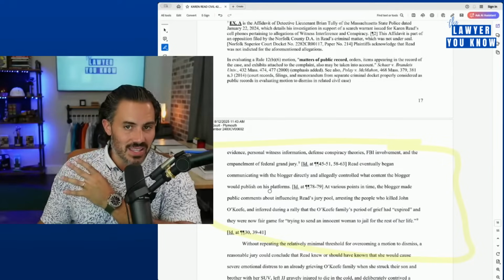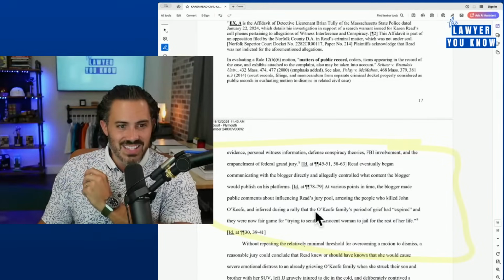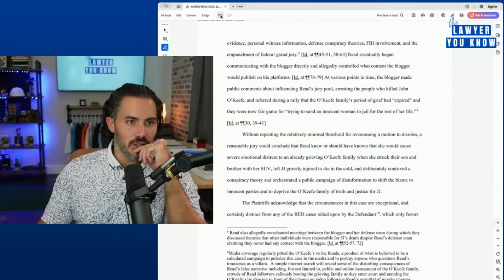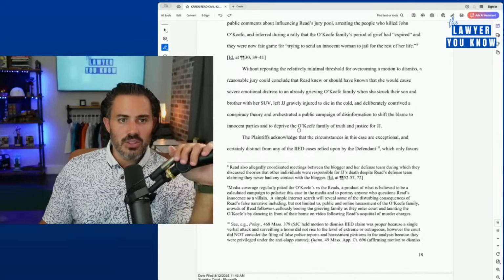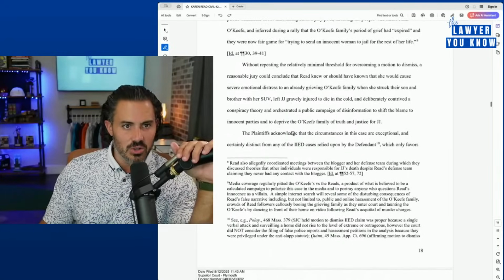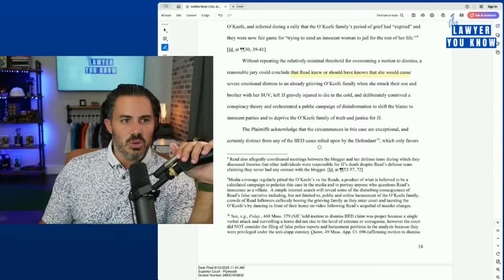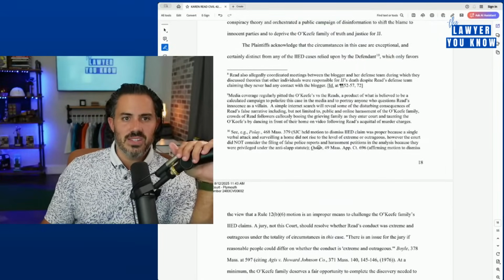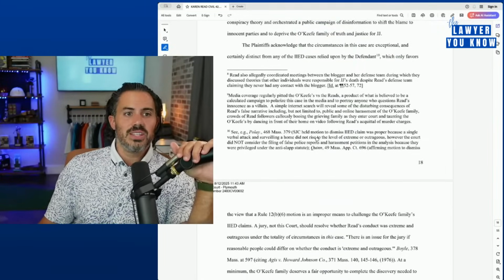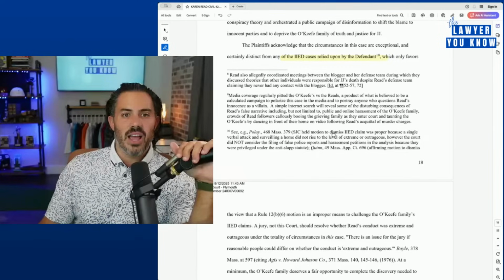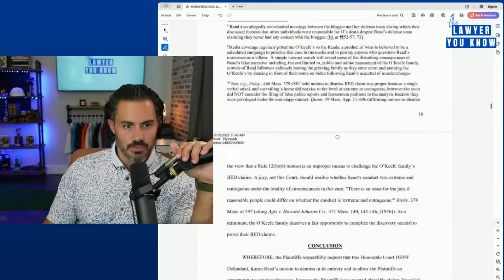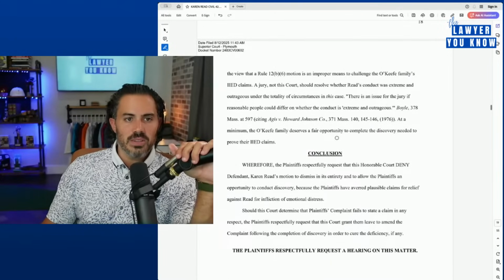Her coming in and saying to Kaylee, maybe I hit him, maybe a snowplow hit him, is not this argument. So I think at the very least, they're going to have to amend this complaint. I really do. Without repeating the relatively minimal threshold for overcoming a motion to dismiss, yes, please do. Reed knew or should have known that she would cause severe emotional distress to an already grieving family. The plaintiffs acknowledge that the circumstances in this case are exceptional and certainly distinct from any of the IIED cases relied on by the defendant. Yeah, that's usually not good for you, which only favors the view that a Rule 12(b)(6) motion is an improper means to challenge the O'Keefe family's IIED claim.